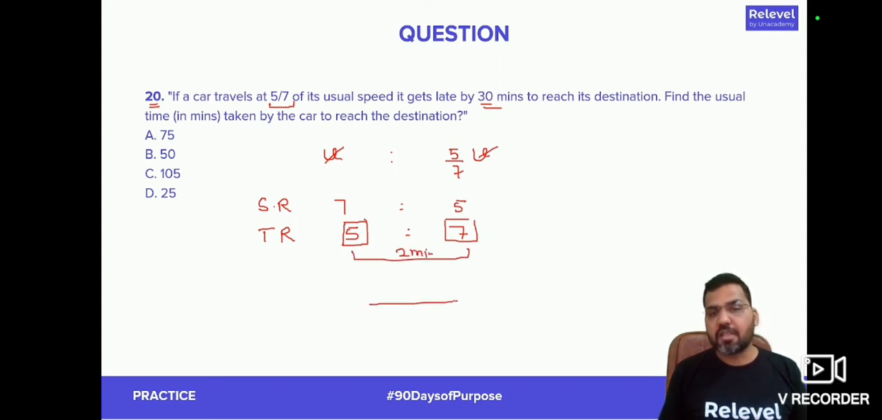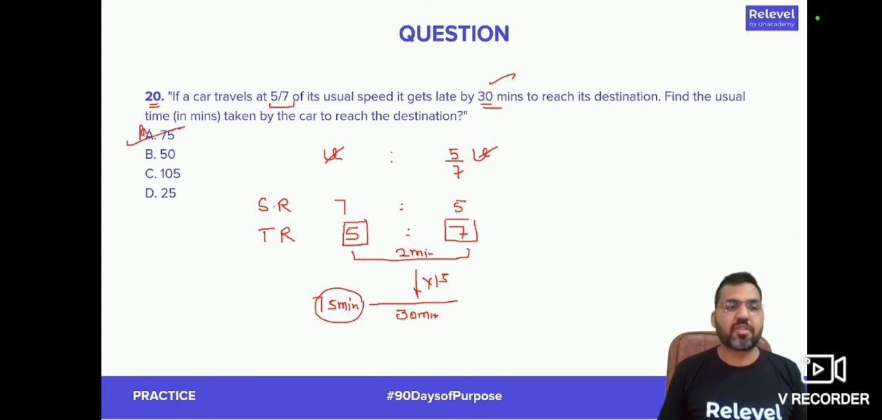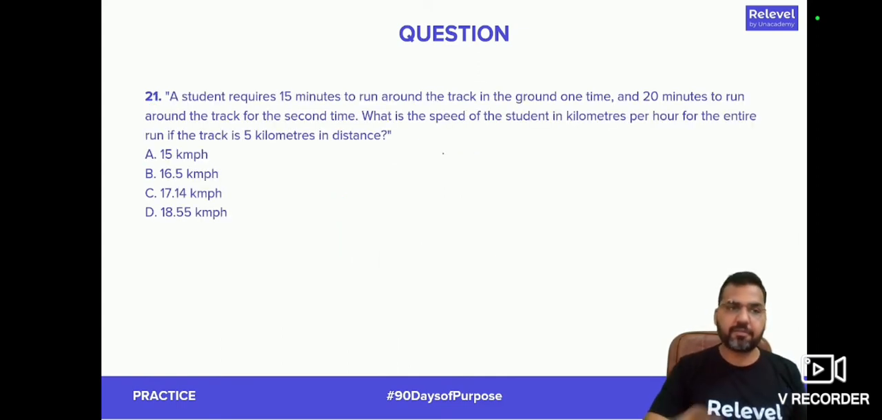If I want this gap to be 30 minutes, I want the car to get late by 30 minutes, which is 15 times of this. So this will be equivalent to 75 minutes. The answer would be option number A. Right? Now here's the next question, number 21.